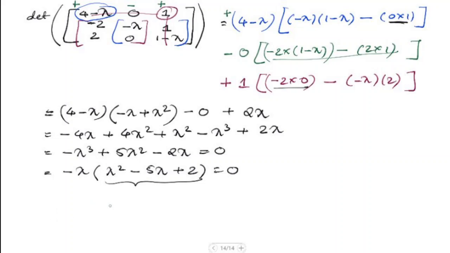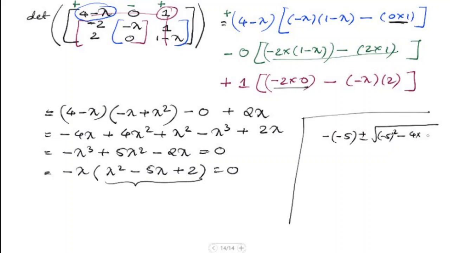So we'll get here, let's do it maybe here at this corner. We have minus b is minus 5, plus minus square root of b squared, so b is minus 5 squared, minus 4 times a is 1 times c is 2, divided by 2 times a is 1. So that gives us 5 plus minus square root of 17 divided by 2.